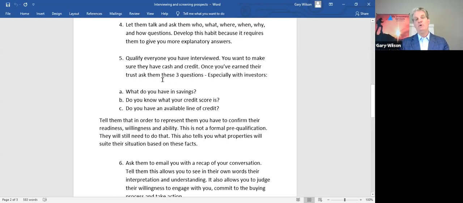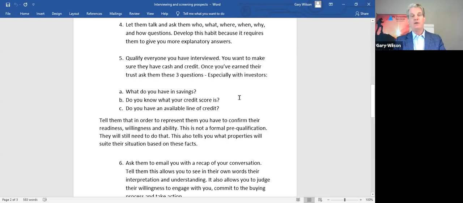The bottom line is people who answer affirmative to these things, they got some savings, they got a good credit score, and they got a line of credit, they go to the top of the list. Think of a bus, all right? These folks go in the front seat. You're the driver, and they go right behind you. The people that have no savings, or they don't know what their credit score is, or they don't have an available line of credit, they go towards the back of the bus. It's not being offensive, it's being practical, okay? They need to be nurtured. You have a different way to deal with them. I'll go over that here in a bit, okay?